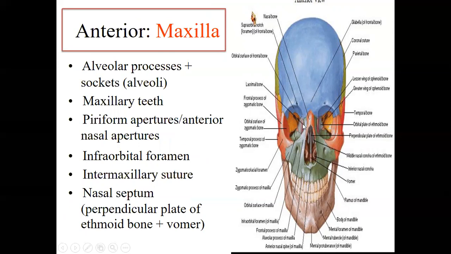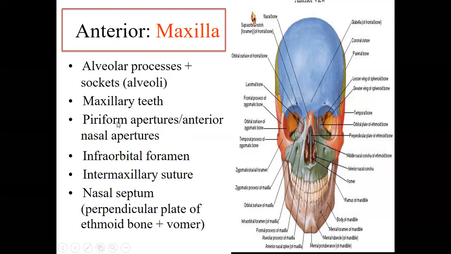Okay, and then for the maxilla, maxillary bone. So you can see here, this is the maxillary bone. Okay, the green colored bone here. And there are a number of important landmarks that you have to know. The alveolar process with a socket. So you can see here, this is the alveolar process of the maxillary bone. Okay, with a socket, like a socket of the bulb. And then we have the maxillary teeth. So you can see here, this is the maxillary teeth.